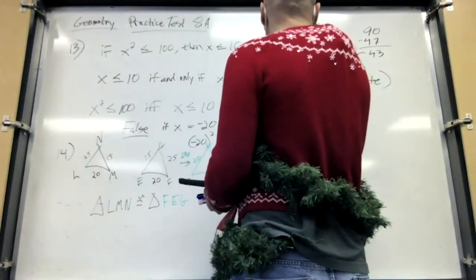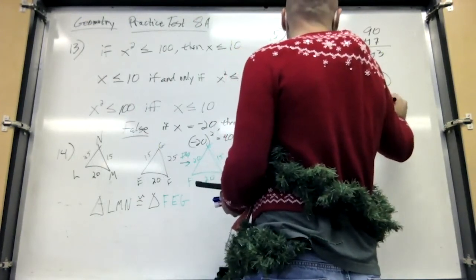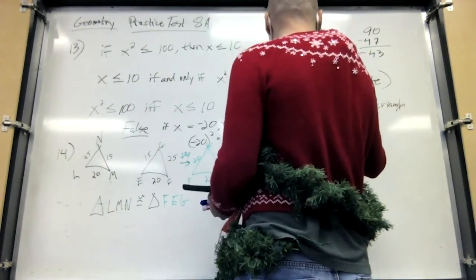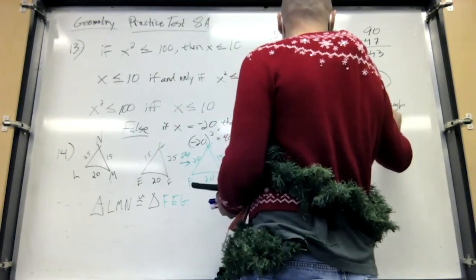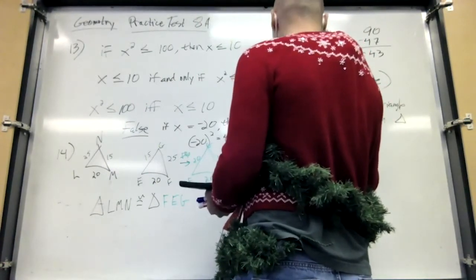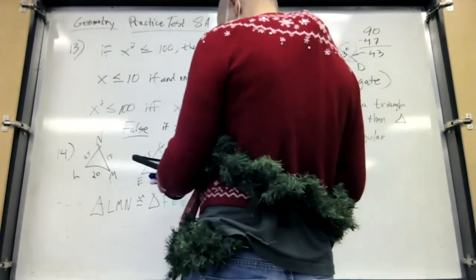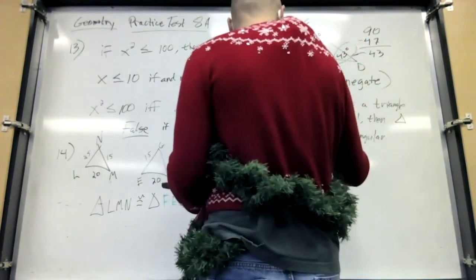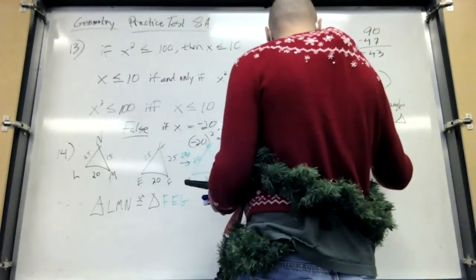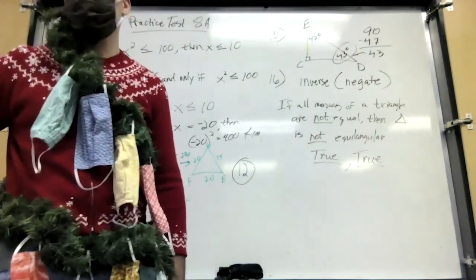If all the measures of a triangle are not equal, then the triangle is not equiangular. Just put a not in front of it, or negate it, whatever it means to negate it. Is the inverse statement true? Yes. Okay, good.